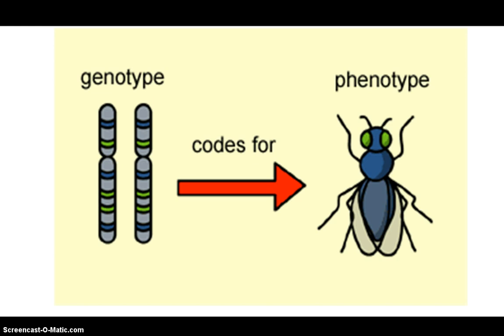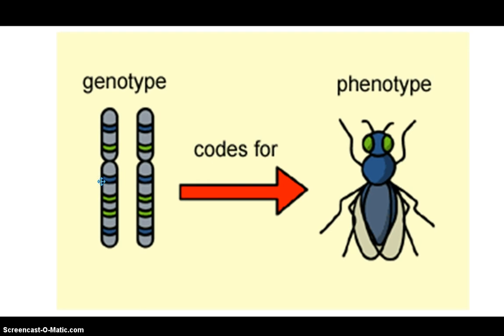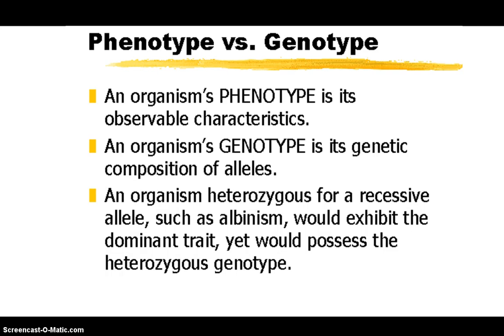And today we're going to explore the differences between genotype and phenotype. What we see on the surface of an individual is what we call their phenotype, and what their genes actually are, what's in their DNA, is called their genotype. The genotype, the chromosomes and DNA that they have, codes for the proteins that will make up their phenotype, their physical expression. Okay, so phenotype versus genotype.